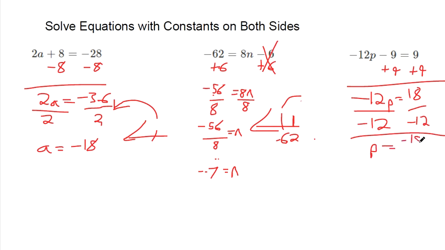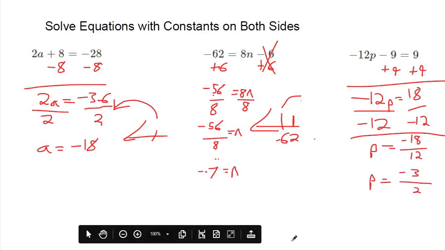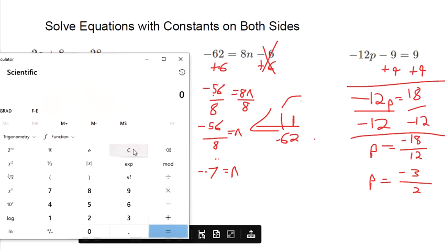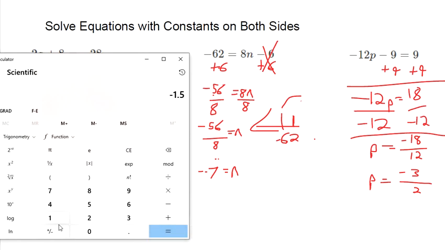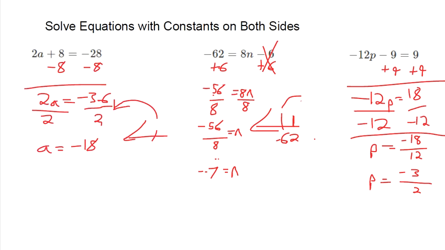So we get negative 18 over 12, which is a fraction that can simplify. Divide the top and the bottom by 6. Negative 3/2. And if we're right, we should be able to plug in negative 1.5, which is negative 3/2 as a decimal. Multiply by the negative 12, subtract 9, checks out. Okay, so that's 3 examples of solving equations with constants on both sides.